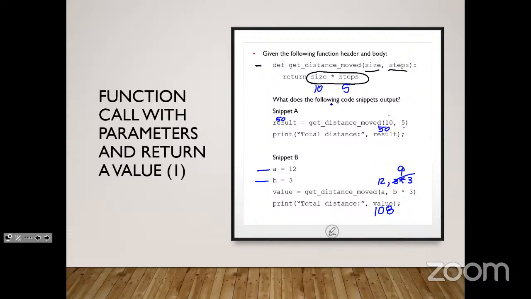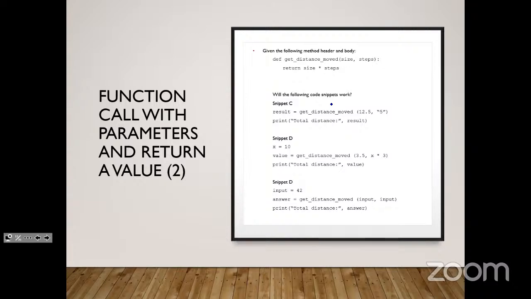All right, so let's do a few more. Given the following methods, header and body, get distance moved, same thing. It's the same function, right? We're still doing steps times size. Snippet C, get distance moved, 12.5, and then 5 with quotation marks around it. What's the result? One's a float, one's a string.